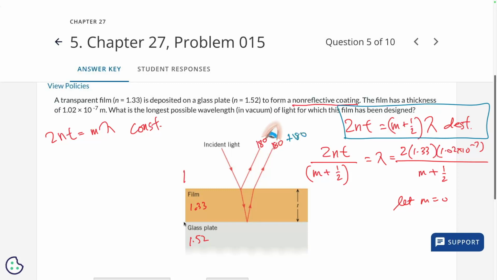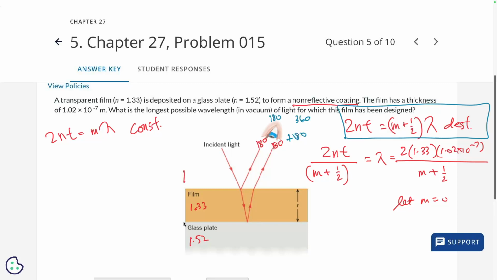So then we would have 180 and 360, and those are different. So they would cancel each other out. Did that help clear up the confusion there? Yeah, it makes more sense.